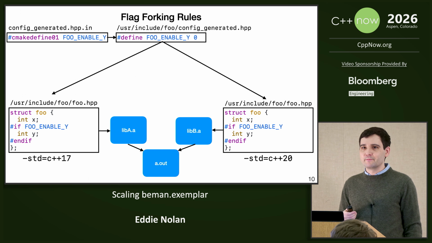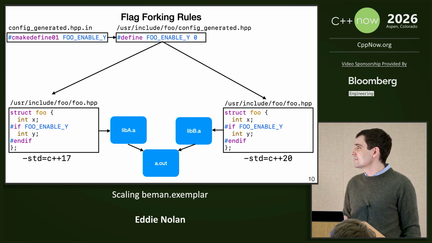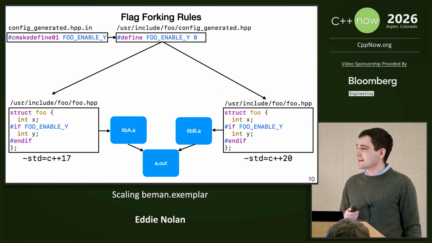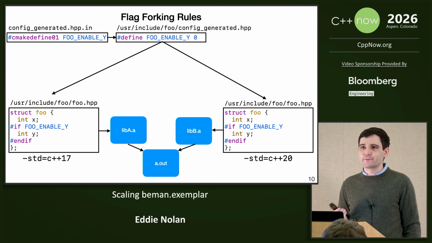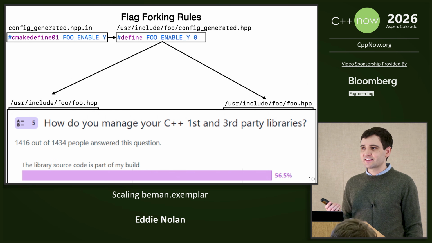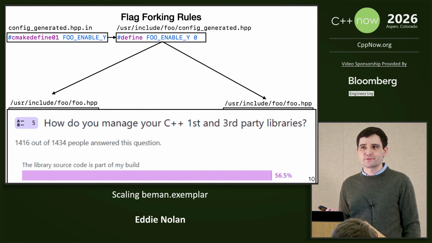And CMake may do some kind of test compilation to determine whether or not it's appropriate to set this to 0 or 1. Now, the problem with this approach, and one of the many reasons this has been controversial, is that a lot of users like to just copy-paste the Beman library into their project instead of using CMake to bring it in. And in fact, I think just yesterday we had the results of the annual C++ developer survey, and the biggest contingent of answers to how do you manage your first and third party libraries is just that the library source code is part of the build.